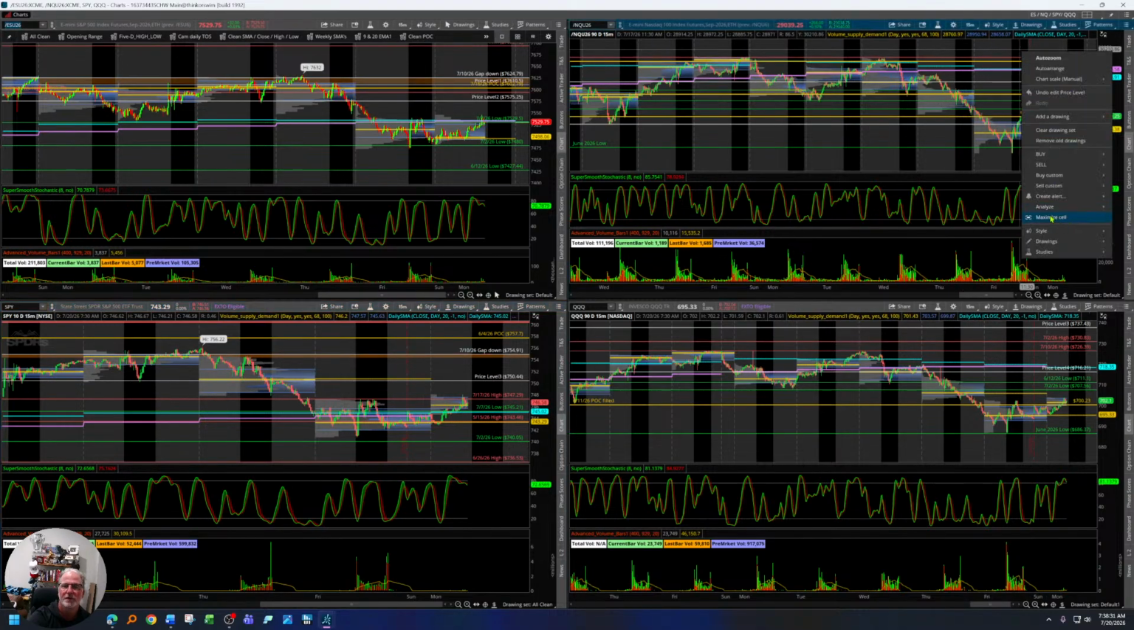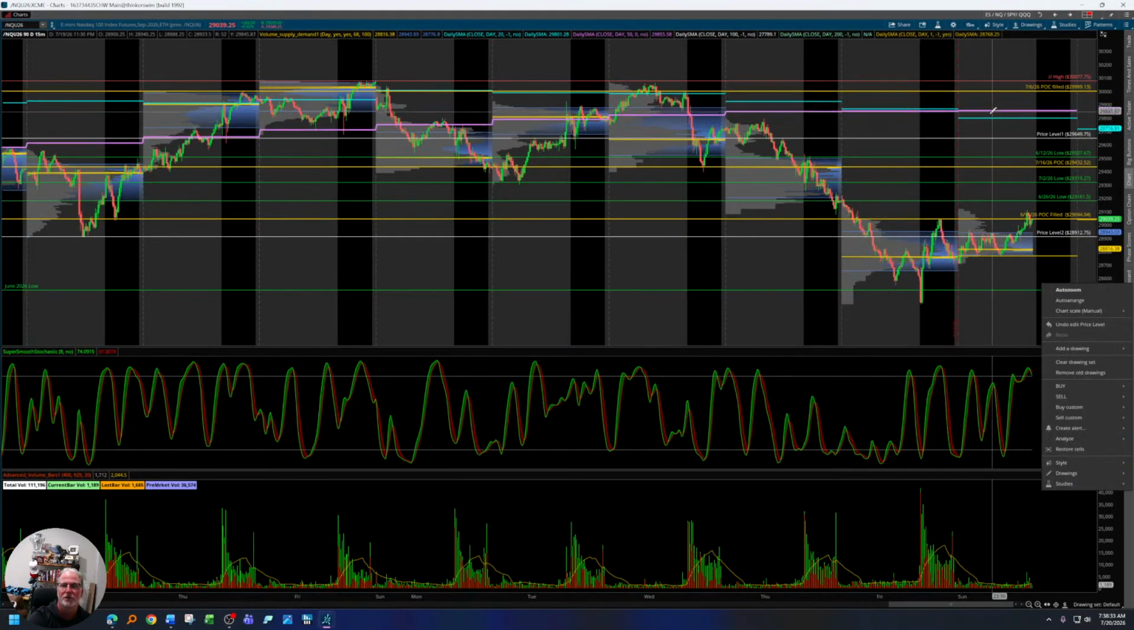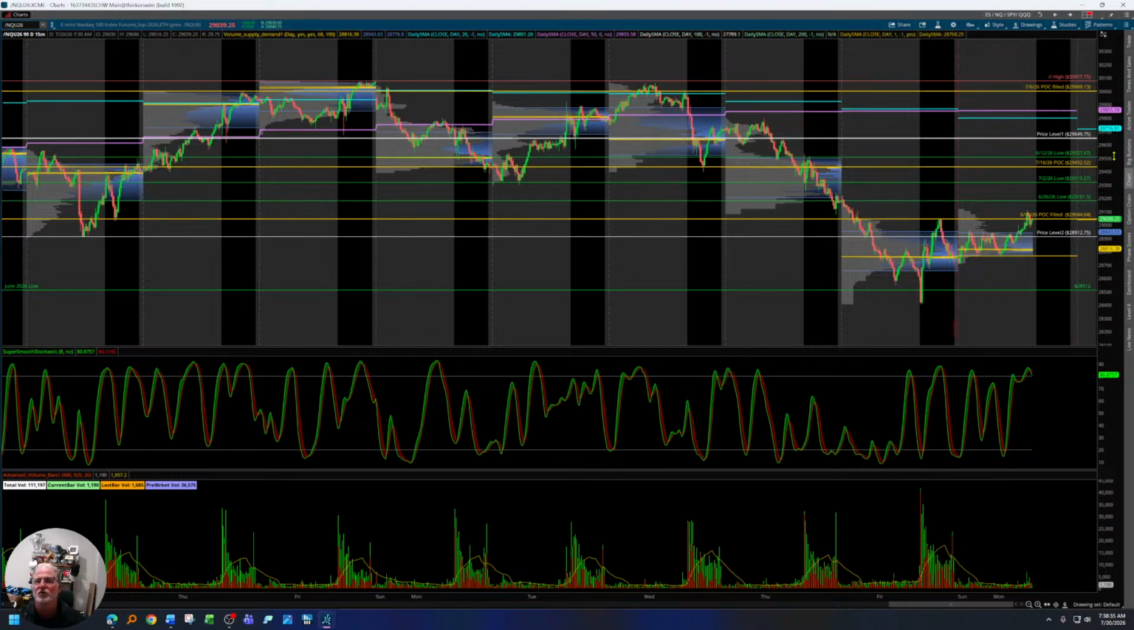Nasdaq, let's get over to the Nasdaq right now. It has been sloppy right now. You can see we're well below the 20-day moving average, sitting at 29,716, and the 50-day moving average at 29,855.